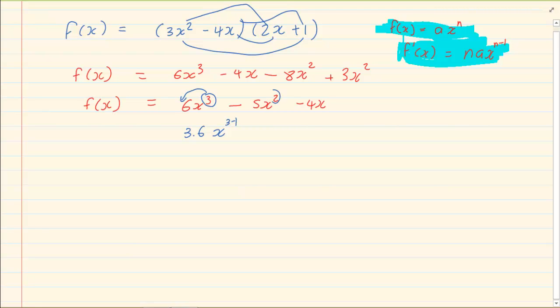Then we're going to do the same with the 2. So we've got minus 5 times 2x^(2-1). Then here the power is 1, so we bring it in front. So we've got minus 1 times 4x^(1-1). Now we've done the derivative. As soon as we applied this rule, we've done the derivative.